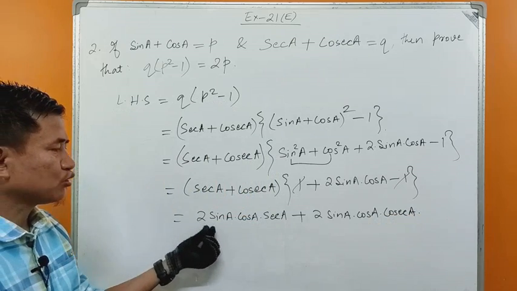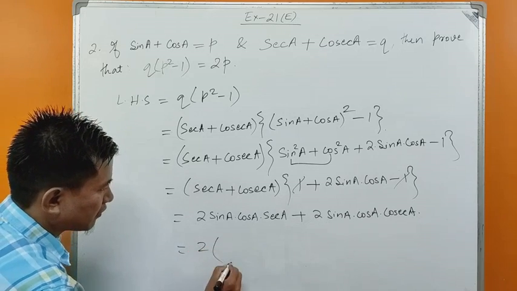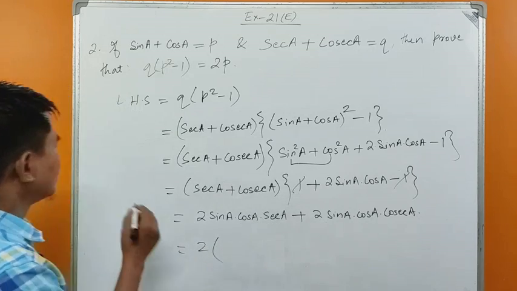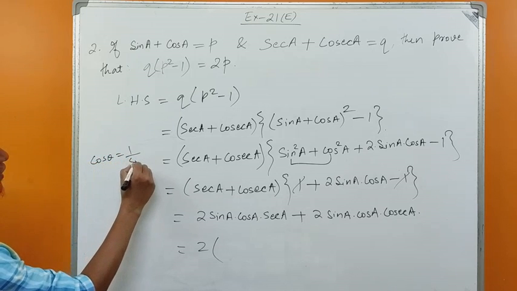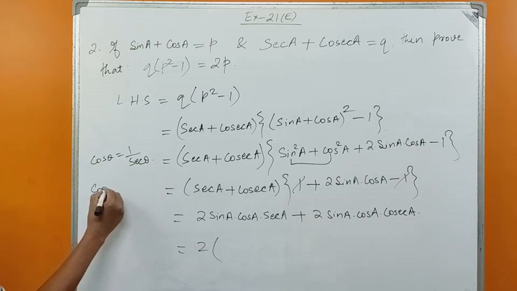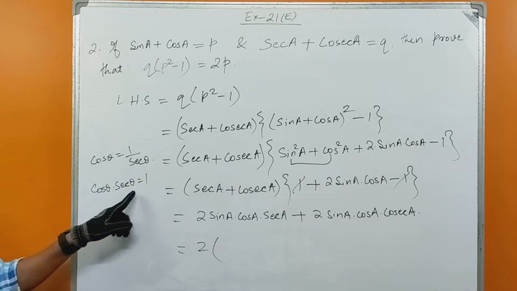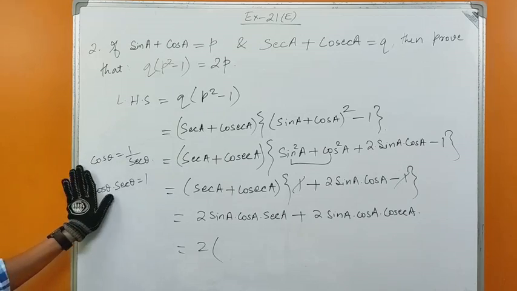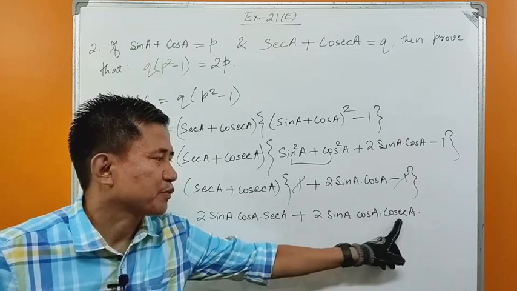Now let's take this 2 common out. We have 2 and 2 here. Now you know that cos A into sec A means 1, isn't it? You know that cos theta equals 1 upon sec theta. So if you cross multiply this, cos theta into sec theta equals 1, because cos and sec are the reciprocal of each other. Similarly, sine and cosec are the reciprocal of each other.